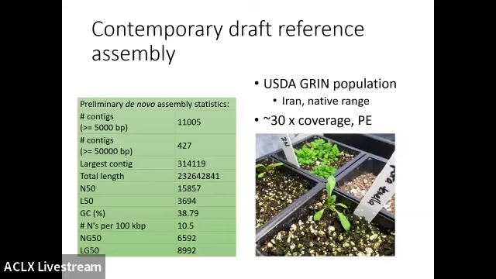So I put together this draft reference genome assembly using a contemporary individual. And this is a very rough draft that still needs work for sure. So I got the DNA for this assembly from an individual I grew up from a USDA germplasm population. So this was originally collected in Iran, so it's part of the native range. And like I said, it needs some work still, but it's useful in some contexts. So once I had this draft assembly in hand, I could proceed with working on the herbarium specimens.